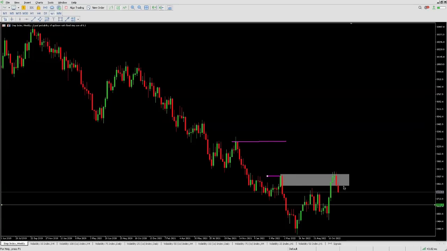I don't know what my gray zone is doing. Just give me a second. Let me see what's happening. Okay, I don't know why it's doing that.